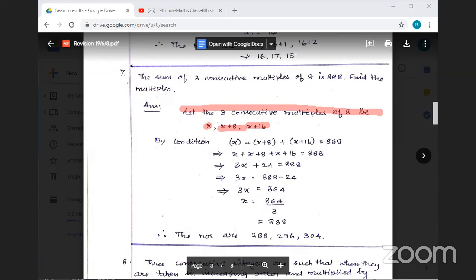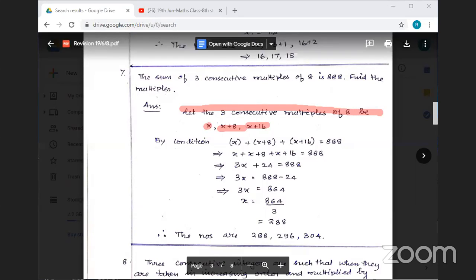No, sir. Multiples of 8 means 8. What is the next multiple? 8 plus 8 is equal to 16 is the next number. 16 plus 8 is equal to 3 8s are 24. One more 8 if you add, 4 8s are 32. If you add one more 8, 5 8s are 40. Therefore, if one number is x, the next number will be x plus 8. Another 8 will be added. Therefore, 8 plus 8 is equal to 16, therefore x plus 16. Any doubt in this? No, sir.